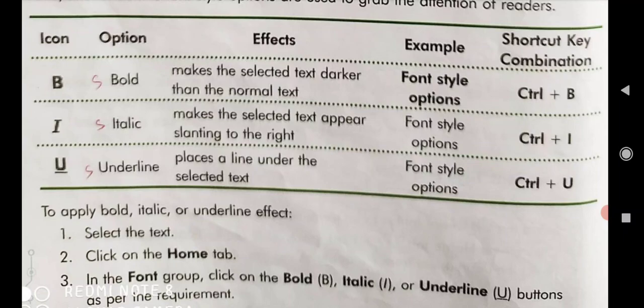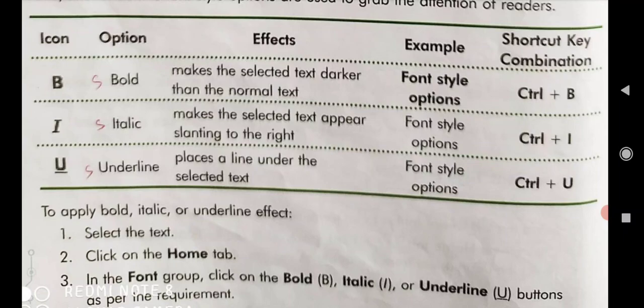Then I, that is italic. I means italic. Italic makes the selected text appear slanting to the right. When we use the italic option, it makes the selected text slant to the right side. We also get it in the font style option, and the shortcut key combination of italic is Control plus I.